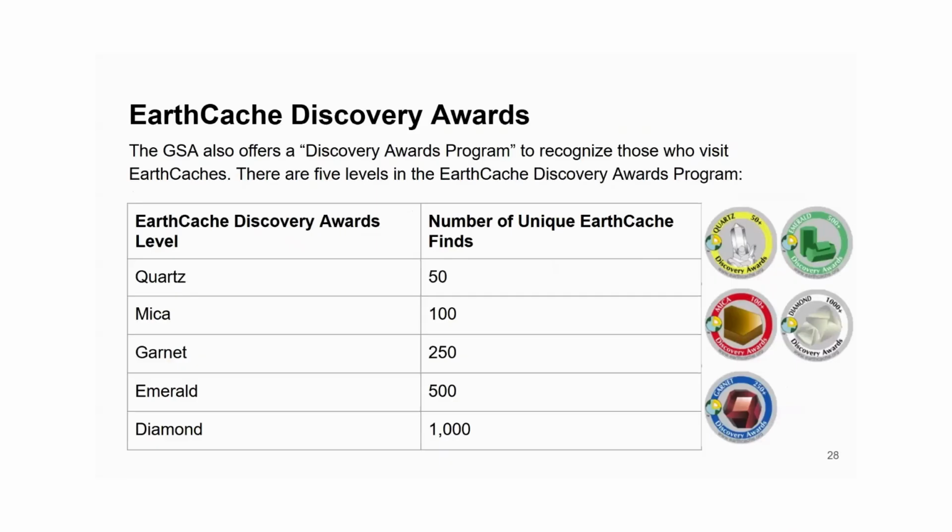All right. Also want to talk about EarthCache Discovery Awards. So these are just for visiting EarthCaches rather than publishing them. It doesn't matter where they are. It's just based on tier numbers. So there's 5 levels in the EarthCache Discovery Awards program: quartz, mica, garnet, emerald, and diamond. So I am at mica right now. I have 191, only need 100, and I'm hoping to make it to garnet this year. I have a couple of trips planned where I haven't done a lot of EarthCaching. So here's hoping.